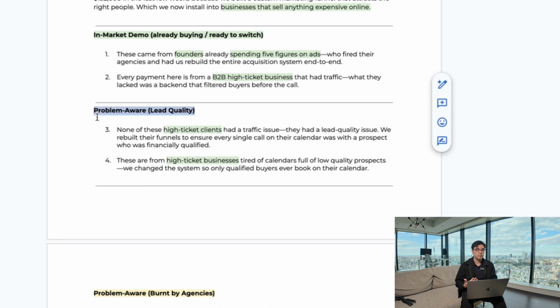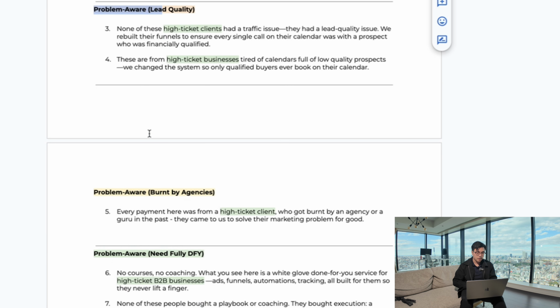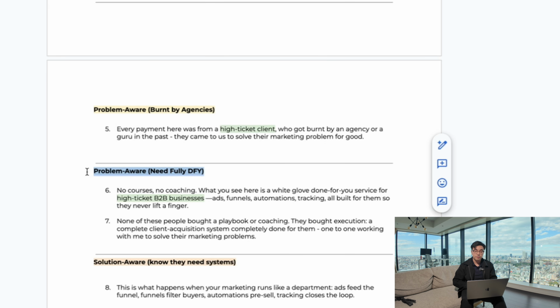But people will say problem aware, but what type of problem? Well, you need to understand your ICP. What are the top problems that your ICP is struggling with? In my case, my ICP struggles with lead quality. So problem aware, lead quality. Problem aware, burnt by agencies. Problem aware, need fully done for you.